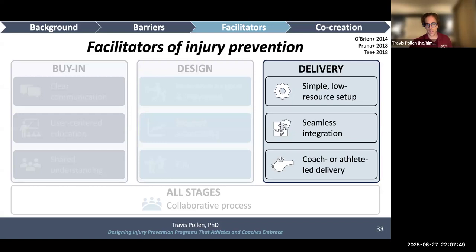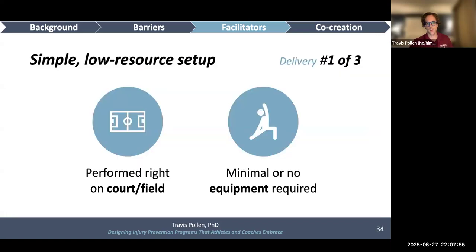Then we have our delivery-related facilitators. And the first of which is that the program is simple and doesn't require a lot of resources. So we talked before about how limited resources like space, equipment, and time are barriers. Well, we can break these down by having the athletes perform the program right on the field or court, so they don't need any other space, and having the equipment be super minimal in terms of the equipment required, or maybe there's no equipment required and it's just body weight. So this makes the program really field expedient and helps break down those barriers in terms of resources.